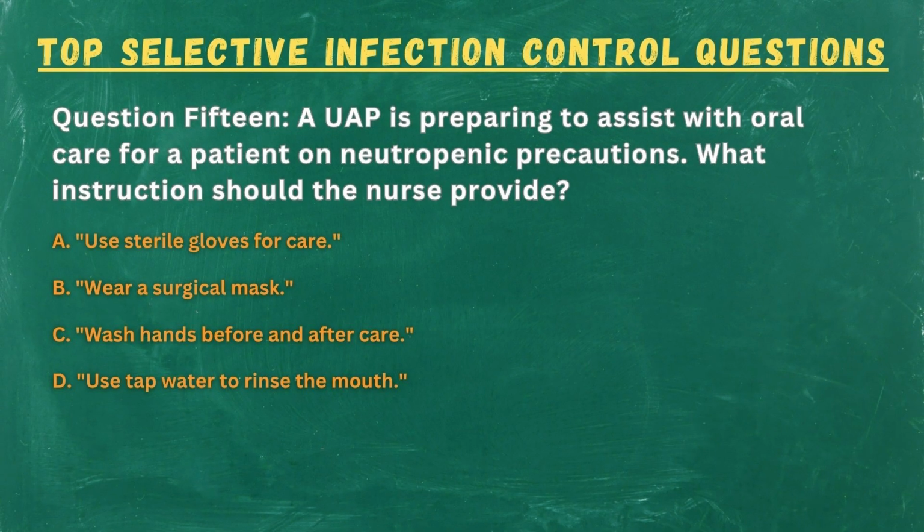Question 15. A UAP is preparing to assist with oral care for a patient on neutropenic precautions. What instruction should the nurse provide? A. Use sterile gloves for care. B. Wear a surgical mask. C. Wash hands before and after care. D. Use tap water to rinse the mouth. Answer: C. Wash hands before and after care.